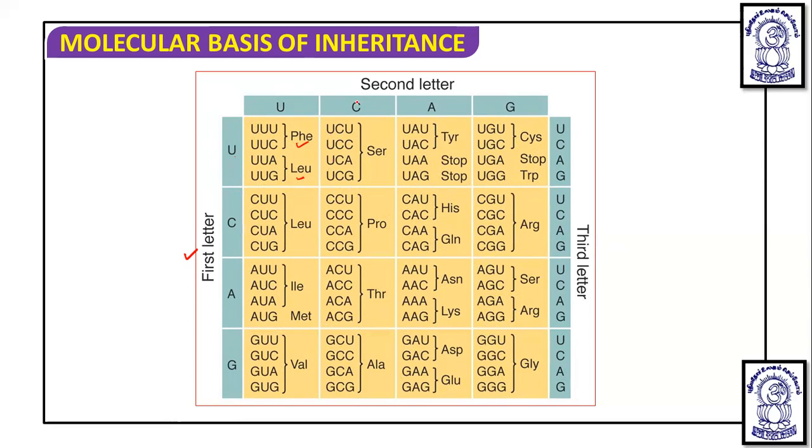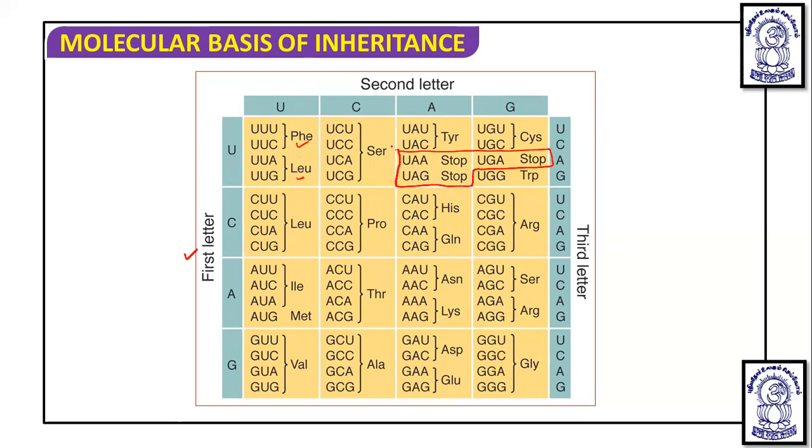Similarly, the first letter is U and the second letter is C, the third letter is U, C, A, G. All these four codons, that is UCU, UCC, UCA, UCG, code for serine. Similarly, the first letter is U, the second letter is A, the third letter is U, C, A, G, and the first two codons code for tyrosine. UAA and UAG are stop codons. In the same way, in this box, U is the first letter, G is the second letter, and U, C, A, G on the third letter. The first two code for cysteine, UGA is a stop codon, and UGG codes for tryptophan. So here you can see these three are the stop codons.